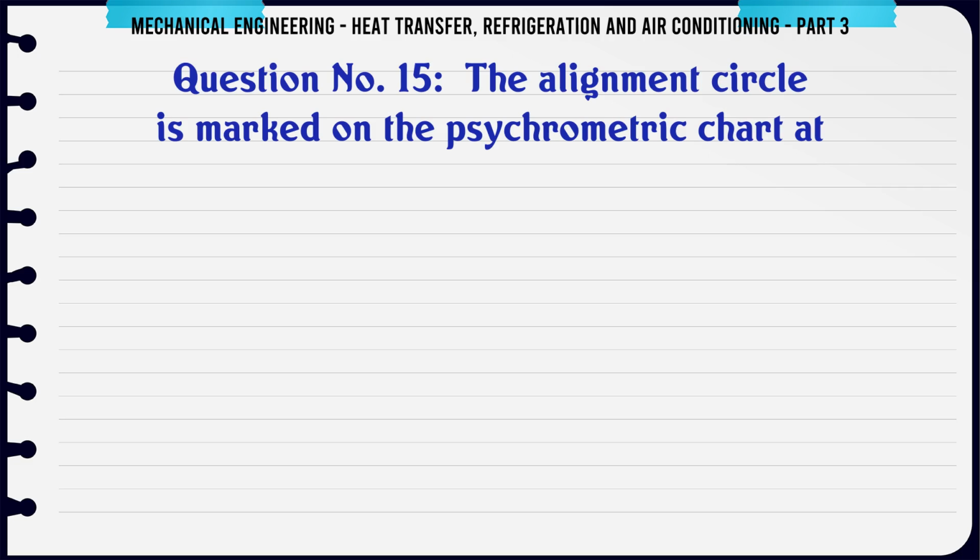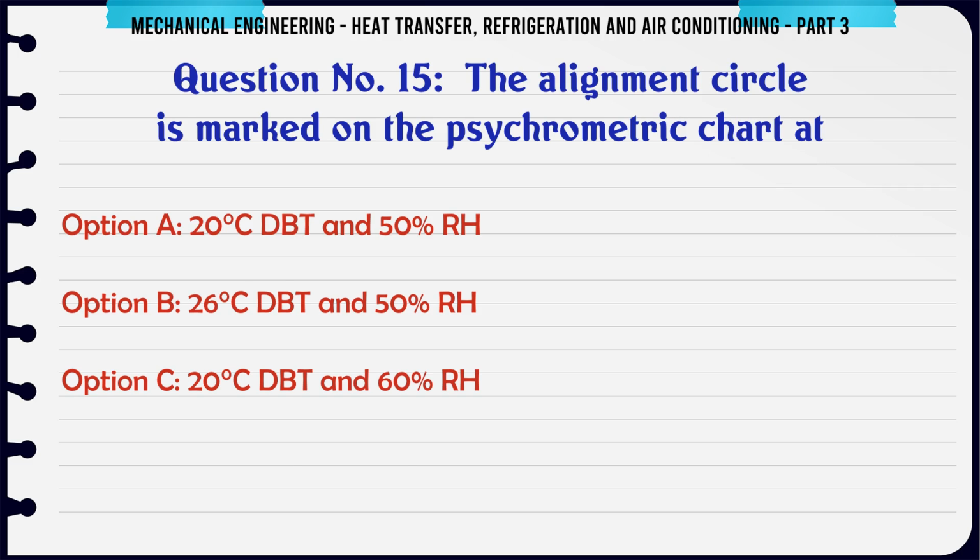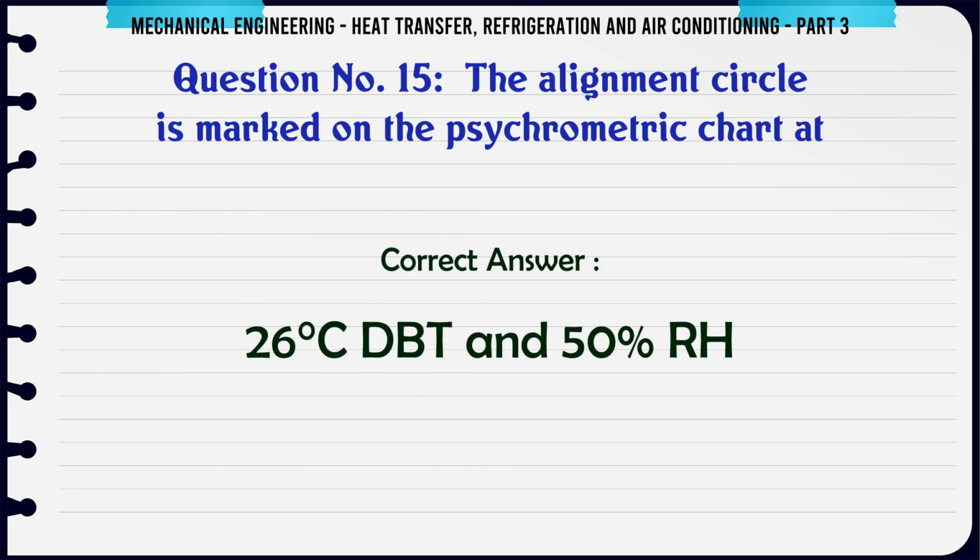The alignment circle is marked on the psychrometric chart at A. 20°C DBT and 50% RH, B. 26°C DBT and 50% RH, C. 20°C DBT and 60% RH, D. 26°C DBT and 60% RH. The correct answer is 26°C DBT and 50% RH.